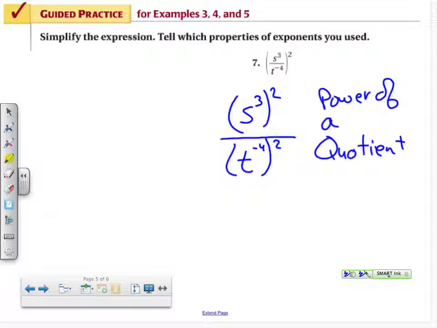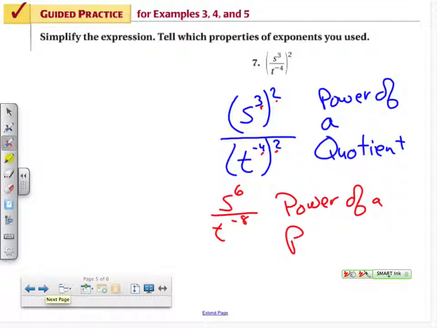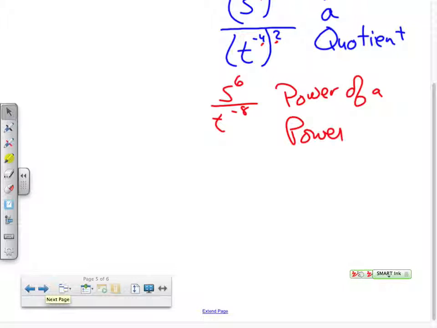All right. The next one I'm going to apply, I got two powers right next to each other. I'm going to do the power of a power. Power of a power says we multiply. So that'd be s to the sixth over t to the negative eighth. That's power of a power. And finally, I don't want that negative exponent there. So we apply the negative exponent property, which says bring it to the other side of the fraction. So we'll have s to the sixth and t to the eighth.